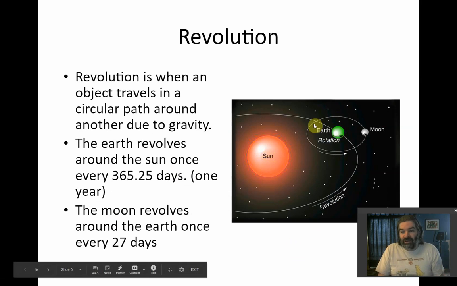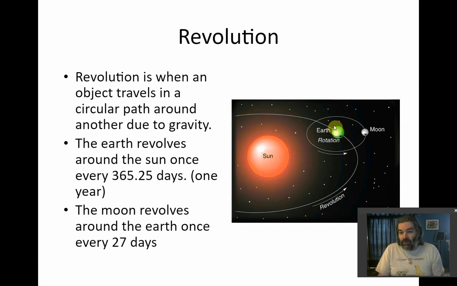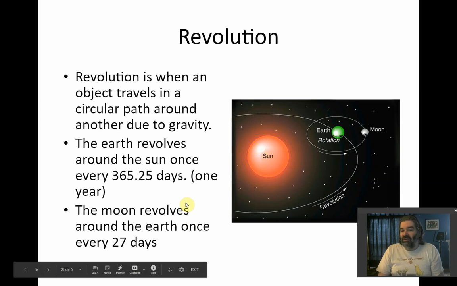Revolution, so rotation is going around in a circle. Revolution is when one object travels in a circular path around another, due to gravity. So the Earth revolves around the Sun once every 365.25 days. It's actually not, they don't sync up the days and the years.